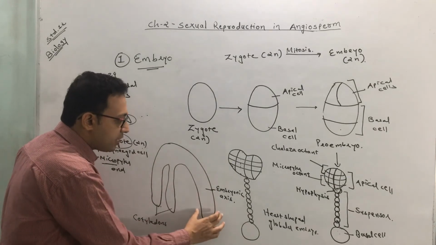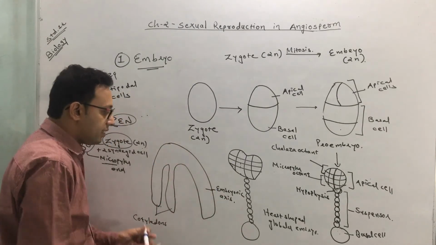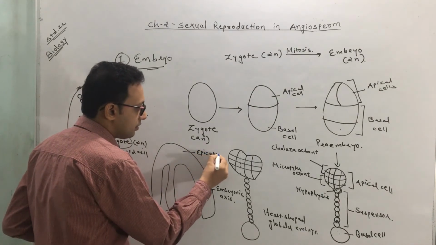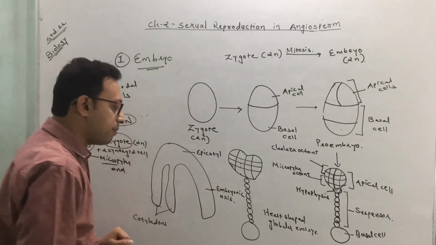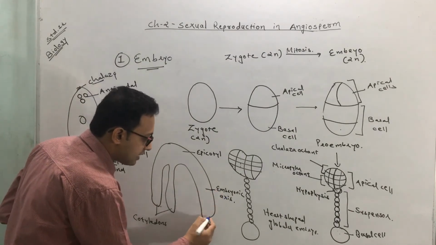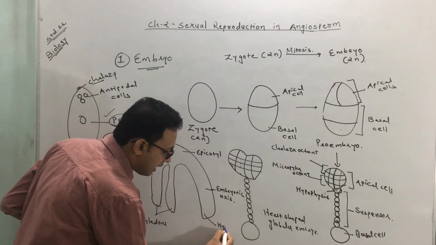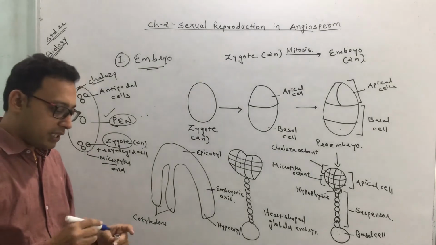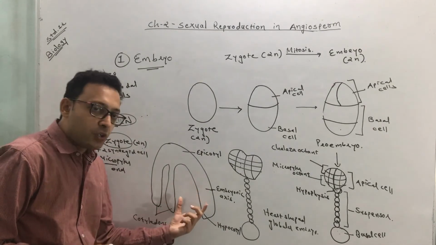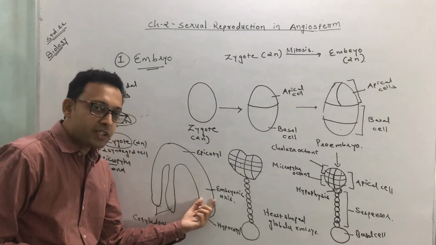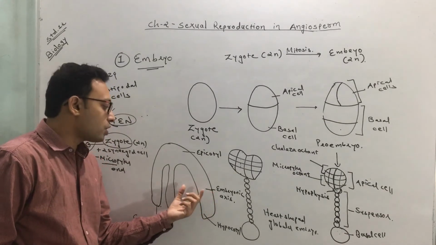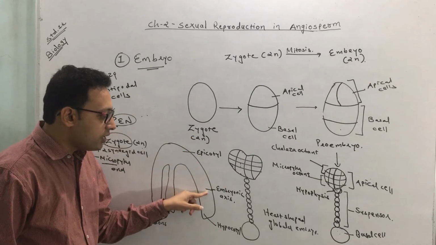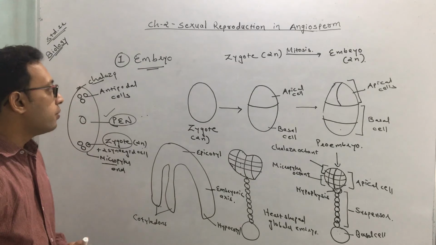The portion of the embryonic axis above the cotyledon is called the epicotyl. What is it called? Epicotyl. And the portion of the embryonic axis below the cotyledon is called the hypocotyl. What is it called? Hypocotyl. Remember, the dicot seed contains 2 cotyledons and 1 embryonic axis. The portion above the cotyledon is called the epicotyl, and the portion below the cotyledon is called the hypocotyl.